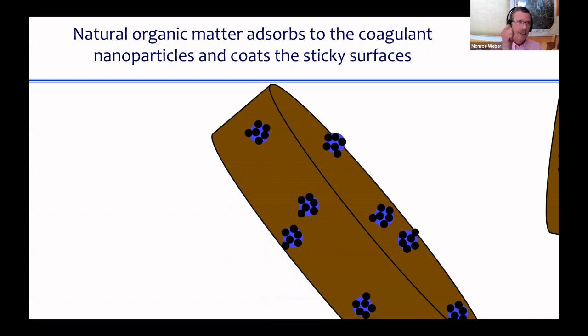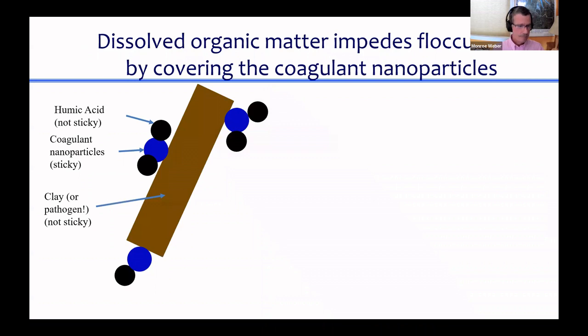Okay, so if you want to think about this a completely different way, think of your sticky note, your little memo pad. The coagulant nanoparticles are on that sticky part. And then if you take that sticky note and you dip it in sugar and then try to attach it to your desk, it's not going to stick. And it's because that sugar has coated the stickiness of the sticky note. The same thing is happening in water treatment. Our coagulant is being coated with dissolved organic matter. So this is what happens.